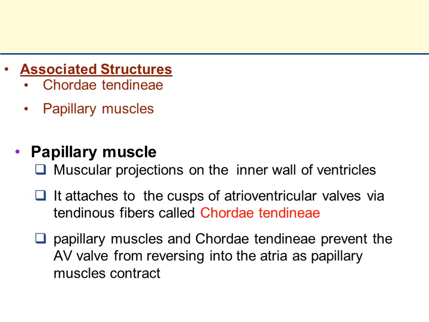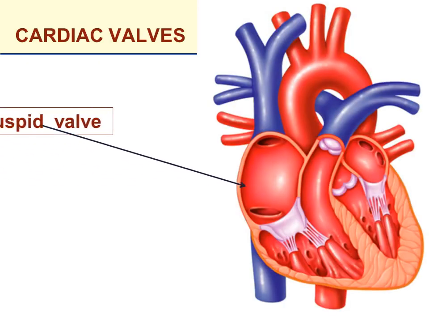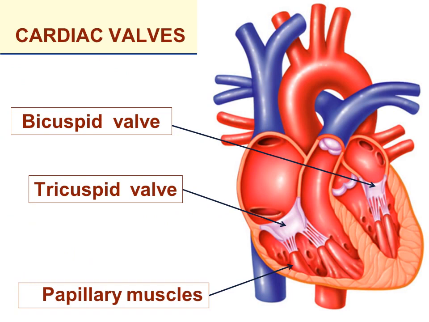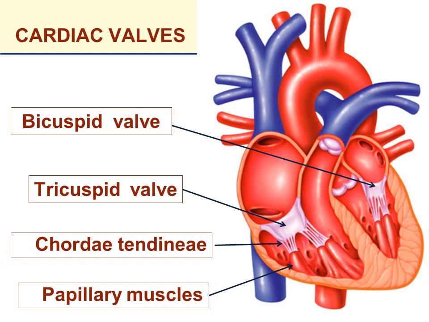as papillary muscle contract. خلينا نشوفها بالصورة. This is the bicuspid valve and this is the tricuspid valve. These muscular projections are called papillary muscles and these tendinous fibers called chorda tendini. The chorda tendini and papillary muscle prevent the AV valve from reversing into the atria as papillary muscle contract.